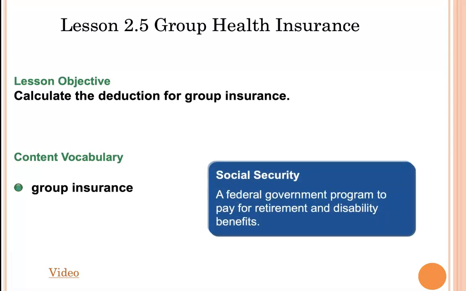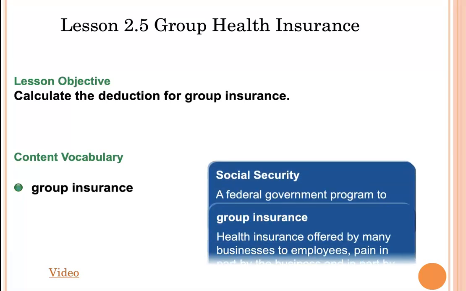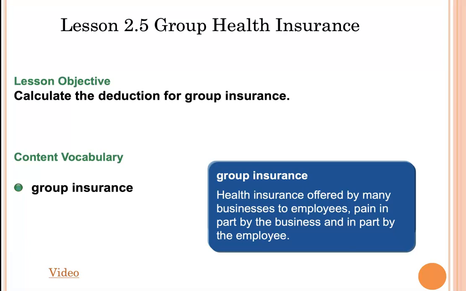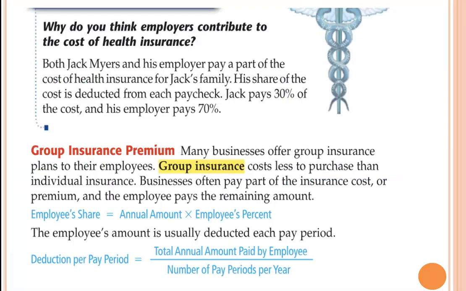So group insurance is a... I forgot, this one's wrong. Group insurance: health insurance offered by many businesses to employees, paid in part by the business and in part by the employee. So make sure you pause and write that down.